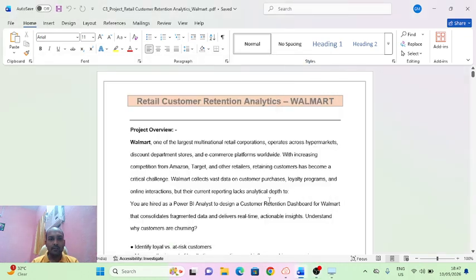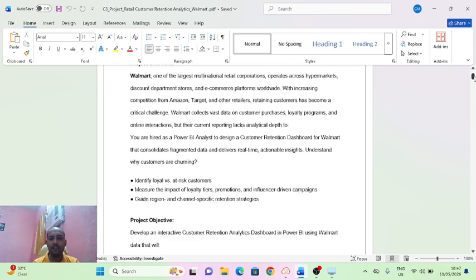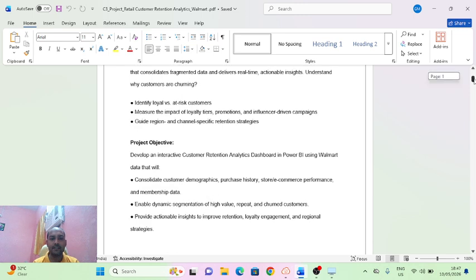Hi everyone, I'm Giridhar Kumar Maurya and today I'm going to discuss the project Retail Customer Retention Analytics of the company Walmart. We know that Walmart is one of the largest companies in the retail sector, and it operates in various markets like hypermarkets, e-commerce platforms, discount departmental stores and multiple markets. Today I am going to identify the loyal and at-risk customers, measure the impact of loyalty tiers, promotion and influencer driven campaigns, and guide region and channel specific retention strategies.